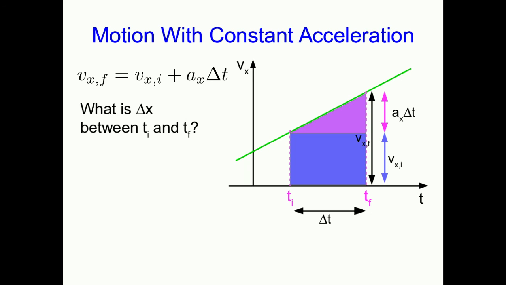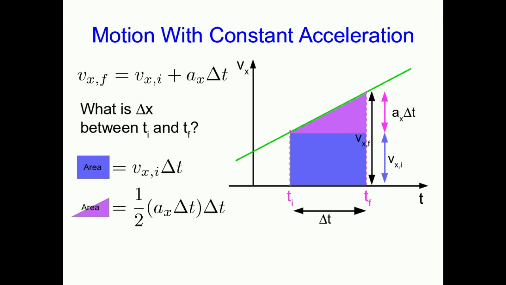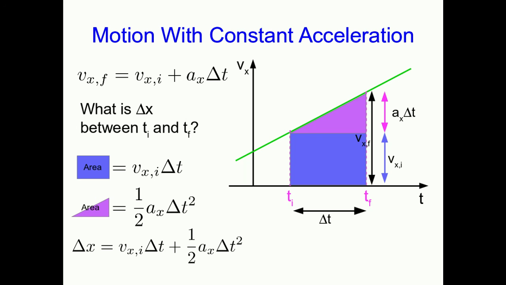So now we can start putting together these areas. The area of the rectangle is just going to be its height times its width, so v_xi times delta t. And the area of the triangle is a half times its height times its width, and so a half a_x delta t times delta t, which we can simplify. And so our total displacement, or x component of displacement, is just the sum of those two things. And there's our new equation.